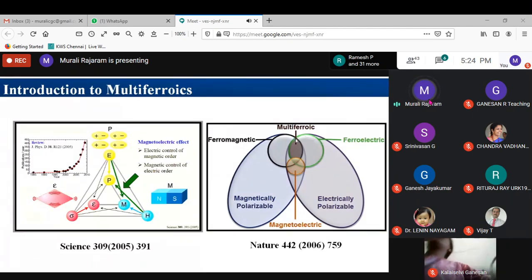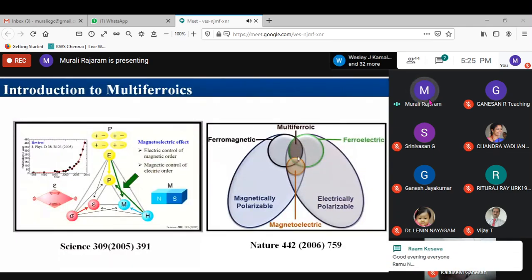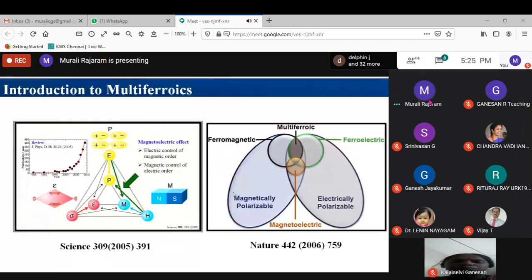This class of materials, where there is a crossover between ferromagnetic and ferroelectric materials, is called multiferroic materials. This region is called multiferroic materials, where you have both ferromagnetic and ferroelectric properties. The small circle inside depicts the magnetoelectric materials. In magnetoelectric materials, you can have other magnetically and electrically polarizable materials. Apart from ferromagnetic and ferroelectric, you can also have paramagnetic and paraelectric; still, it is called magnetoelectric or magnetodielectric materials. We are going to concentrate only on the multiferroic materials, the magnetoelectric multiferroic region. This is a very special and most important class of materials, and people are concentrating on it.